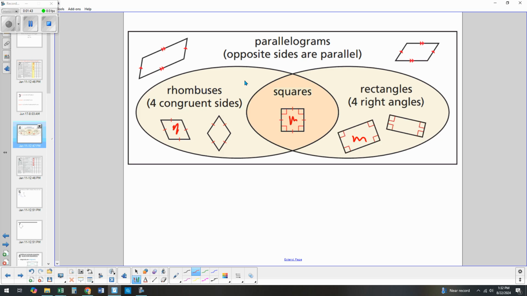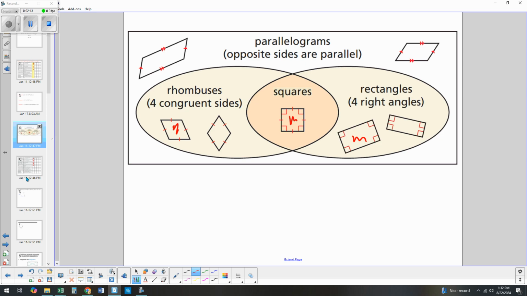The rhombus would not have the properties of a rectangle, but it would have the properties of a parallelogram. The rectangle would not have the properties of a rhombus, but it would have the properties of a parallelogram. So there are going to be a lot of scenarios of always, sometimes, and never, like a rectangle is sometimes a rhombus because you could see that they overlap here.